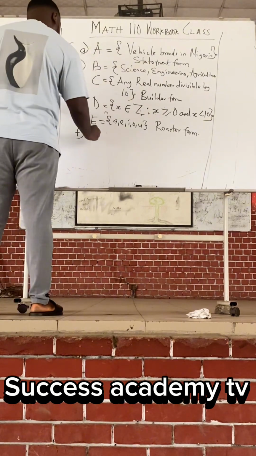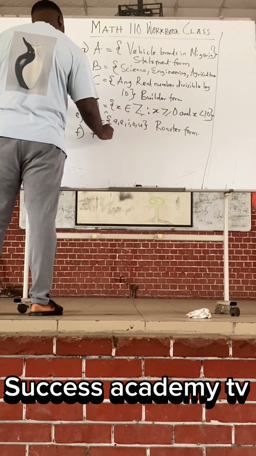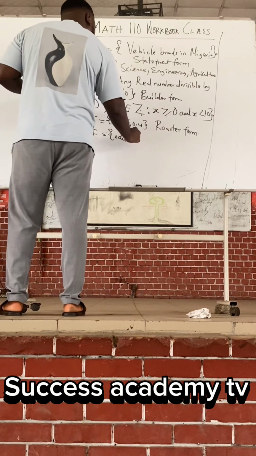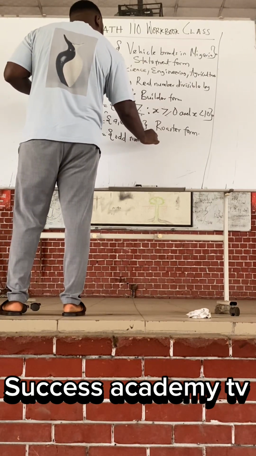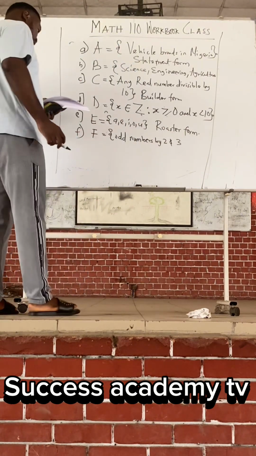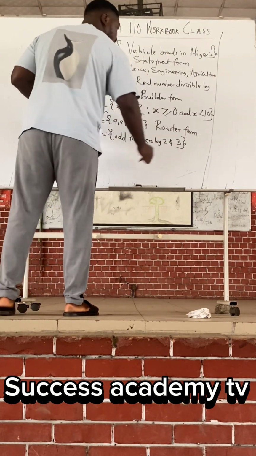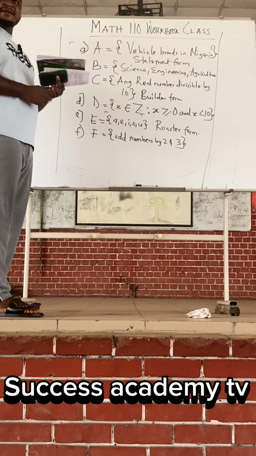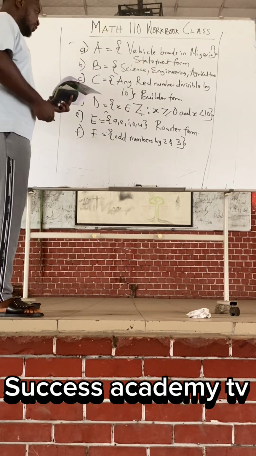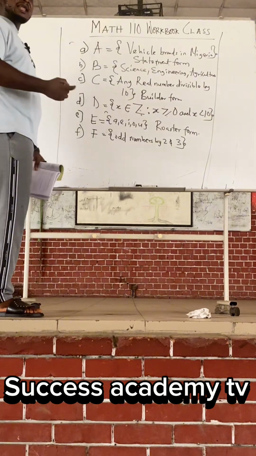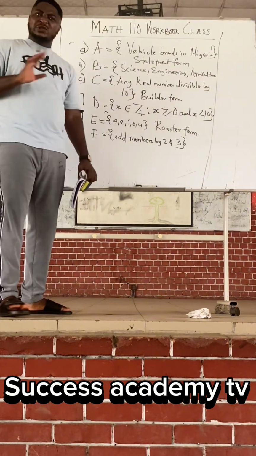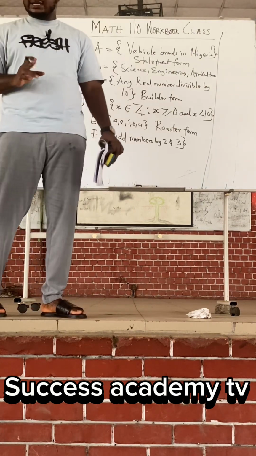F. Odd numbers divisible by 2 and 3. Odd numbers divisible by what? You have to build this set, right? What are the odd numbers that are divisible by 2 and 3? You have to ask yourself, what are odd numbers? And class, this set is very big. There's no limit. Odd numbers that are divisible by 2 and 3.